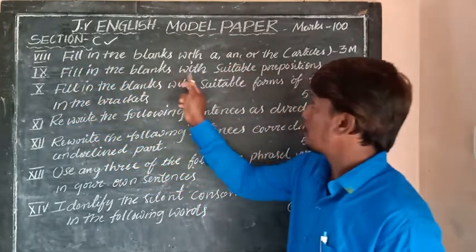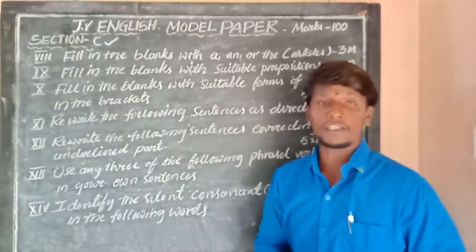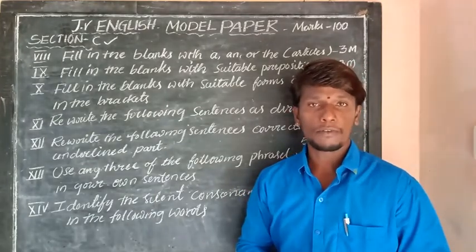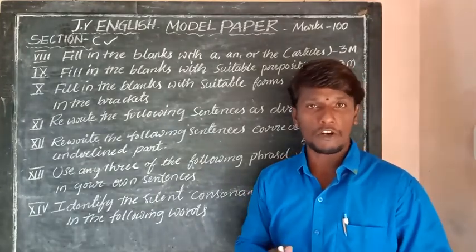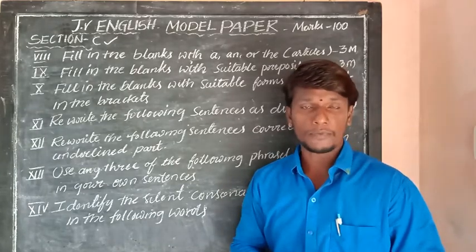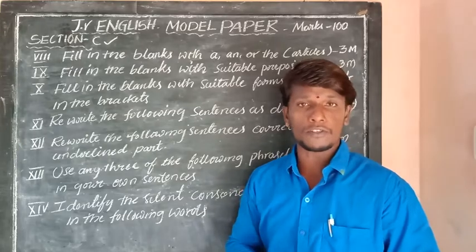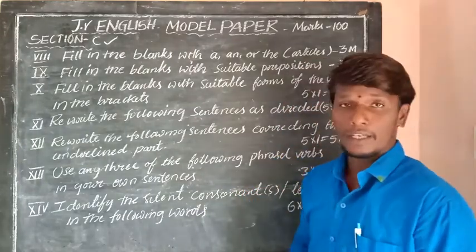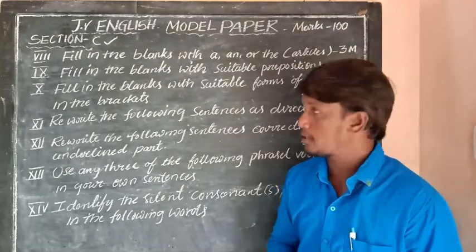Fill in the blanks with the suitable prepositions. This time under question number 9 you will be asked prepositions. Prepositions are like in, at, on, beside, besides, from, for. So these are the prepositions, and there are types of prepositions. You need to know all kinds of prepositions, and you need to fill up the blanks with the suitable prepositions.